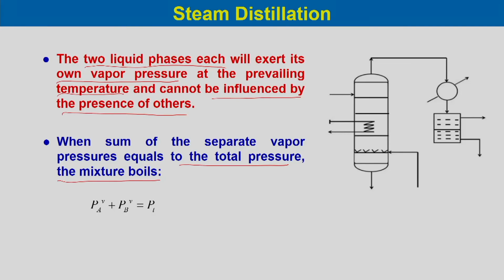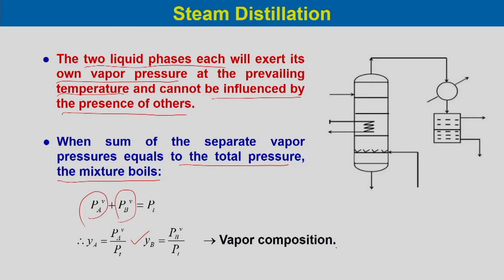So, we can write PAV, the vapor pressure of component A, plus PBV, the vapor pressure of component B, would be equal to the total pressure. Therefore, YA would be equal to PAV divided by PT, and YB would be equal to PBV by PT. So, that is the vapor composition.